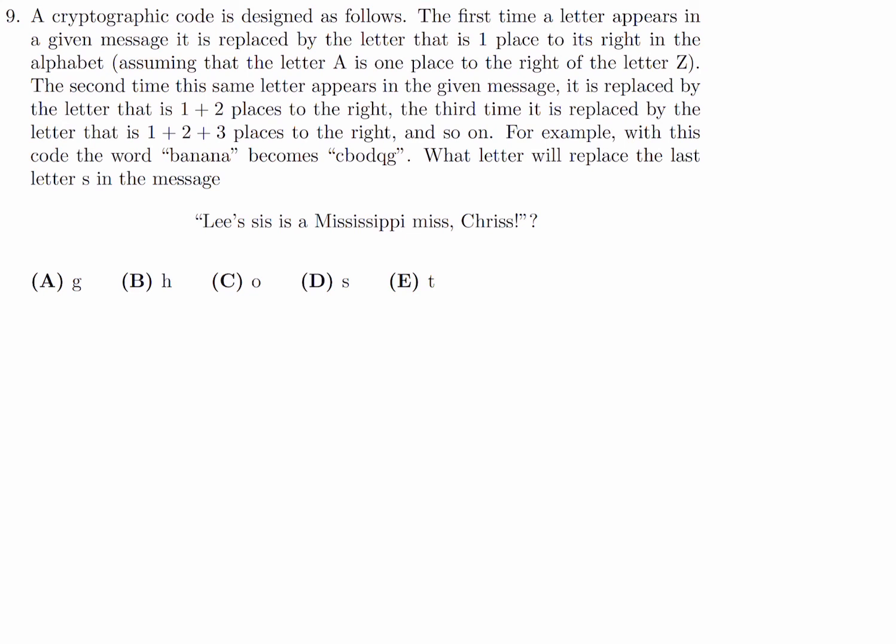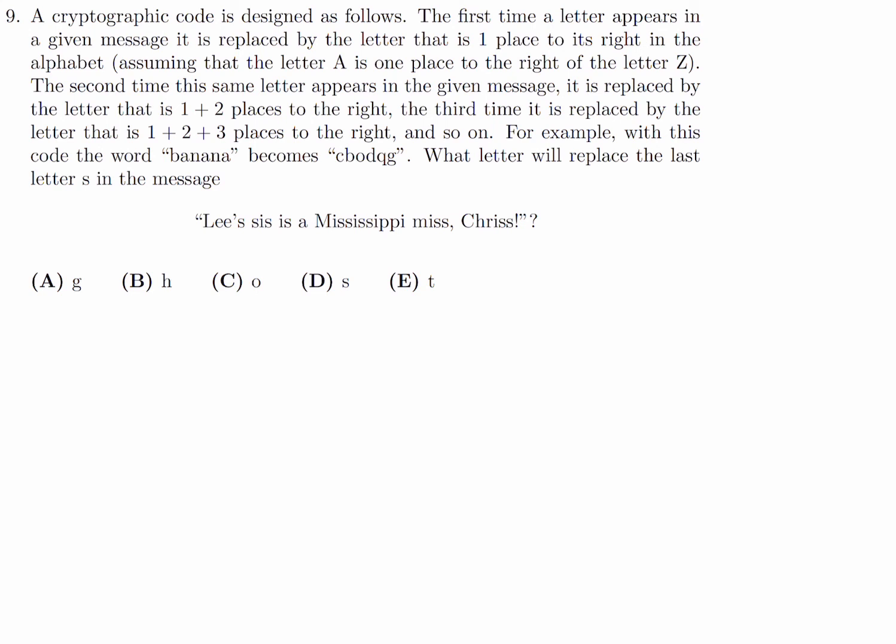A cryptographic code is designed as follows. The first time a letter appears in a given message, it is replaced by the letter that is one place to its right in the alphabet, assuming that the letter A is one place to the right of the letter Z. The second time the same letter appears in the given message, it is replaced by the letter that is 1 plus 2 places to the right. The third time it is replaced by the letter that is 1 plus 2 plus 3 places to the right, and so on. For example, with this code, the word banana becomes CBODQG. What letter will replace the last letter S in the message, Lee's sis is a Mississippi Miss Chris?